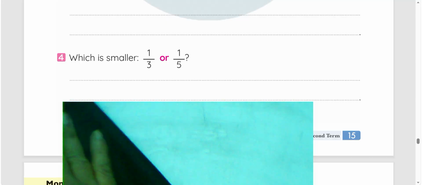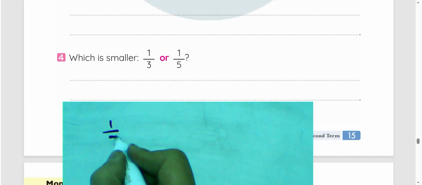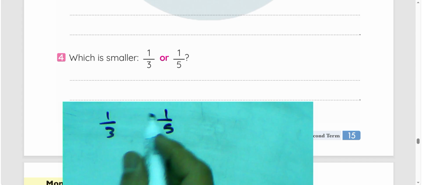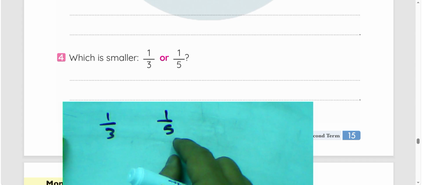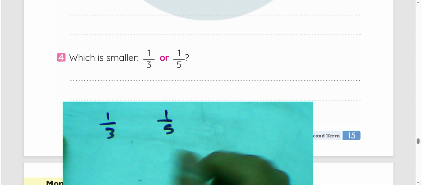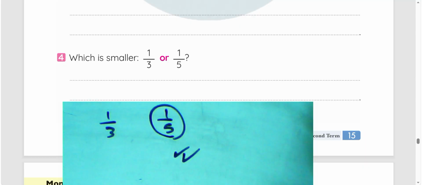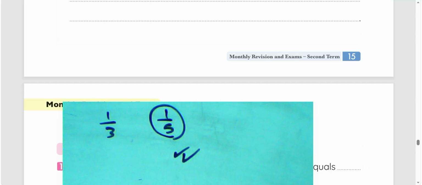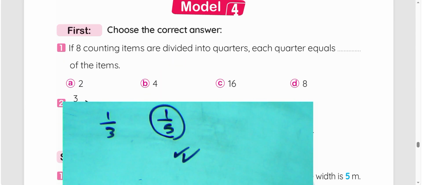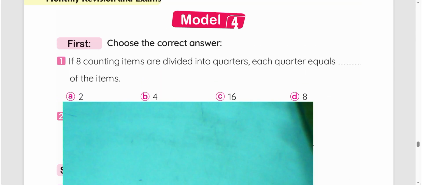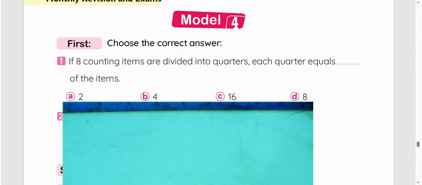Which is smaller, 1 over 3 or 1 over 5? We want to find the smaller. We have like numerators, 1 and 1, so the greater denominator gives the smaller value of the fraction. 1 over 5 is less than 1 over 3, so the answer here is 1 over 5, it's the smaller. Okay, next model, choose the correct answer. If 8 counters are divided into quarters, each quarter equals what? We can divide 8 by 4.